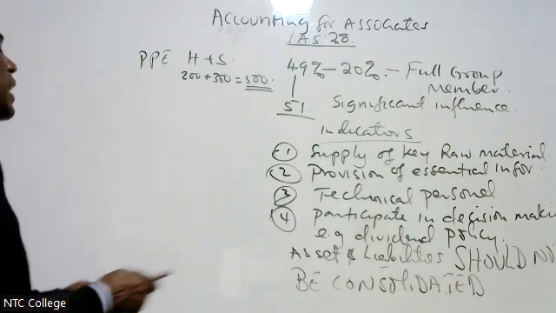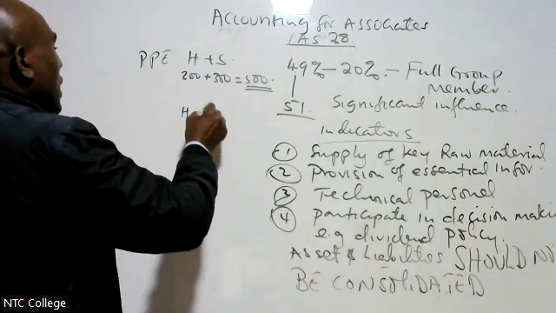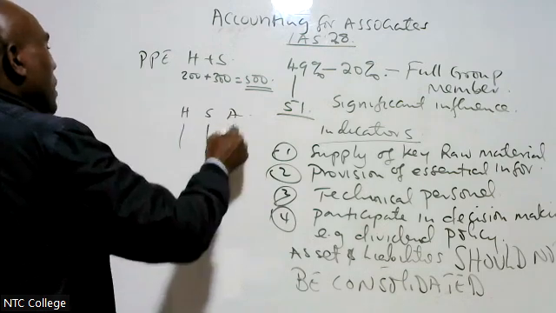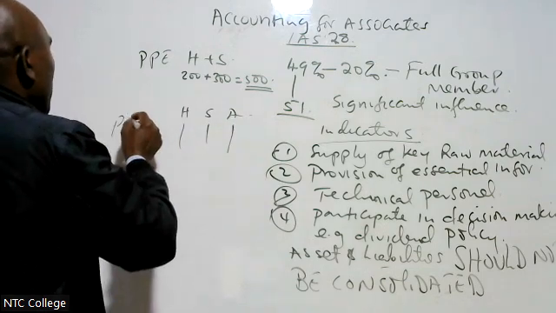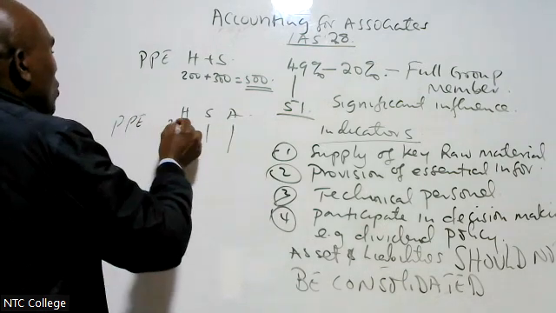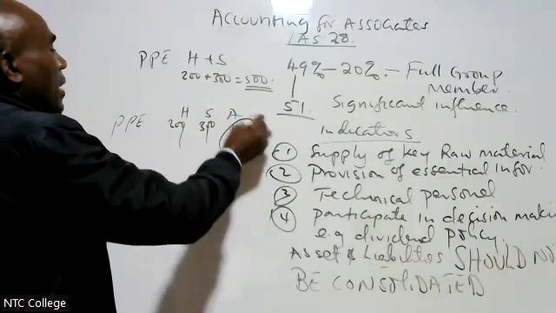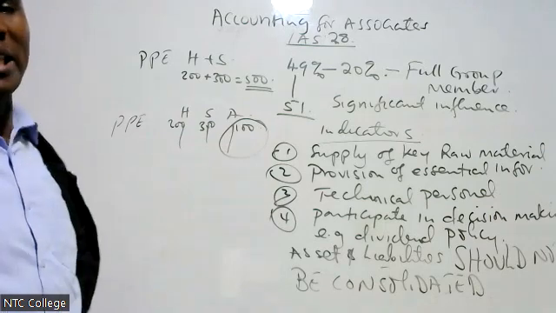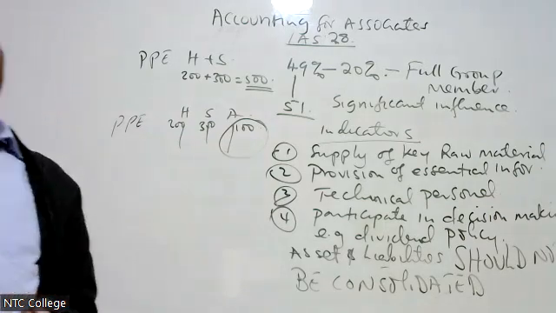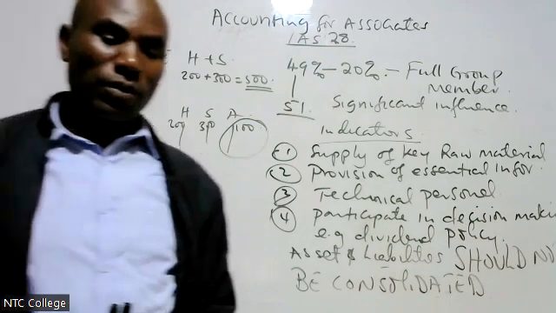Therefore, if I have three companies, H, S, and L, these are separate financial statements. PPE is 200, 300, 100. This one I ignore. I don't consolidate assets and liabilities of an associate.